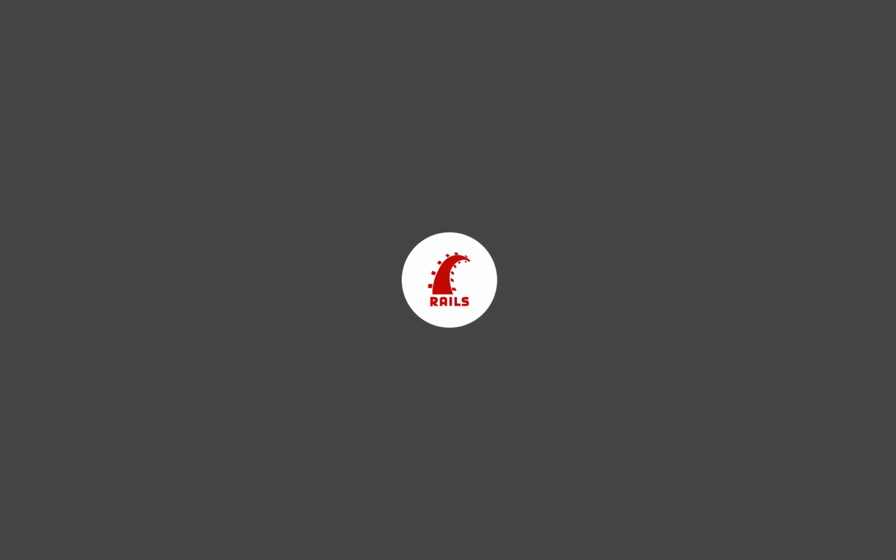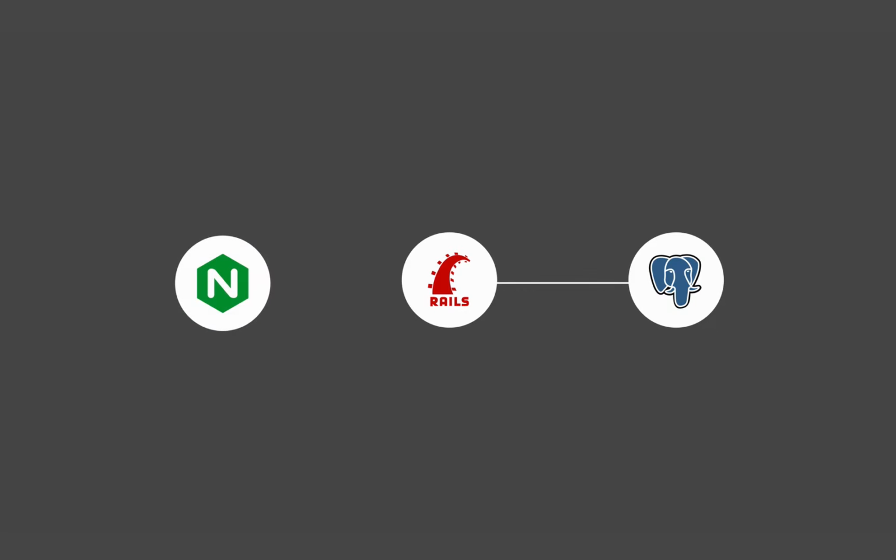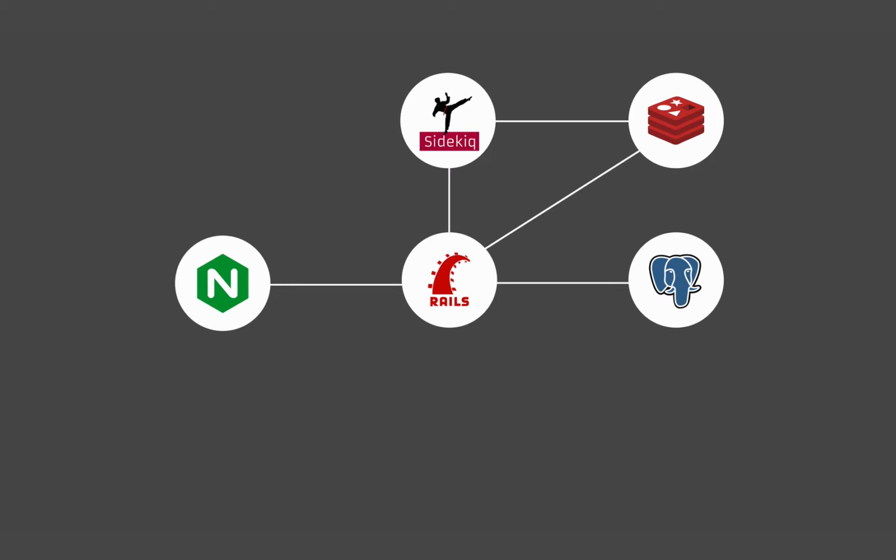Let's look at a modern web app. We have something like Rails, a web framework that talks to a database like Postgres and stands behind a reverse proxy like Nginx. The app probably uses some form of a queue that communicates to an intermediate store, and the app itself might use Redis for caching.